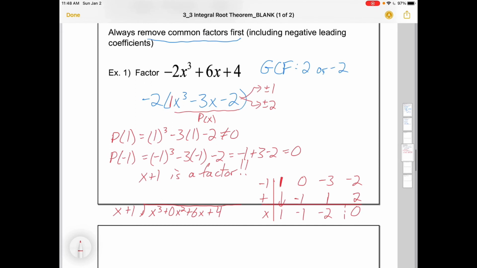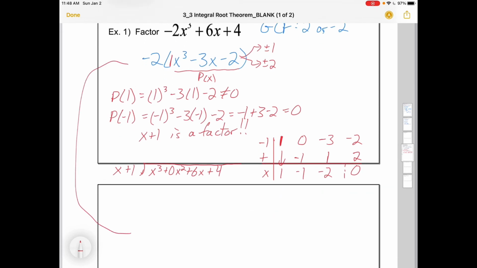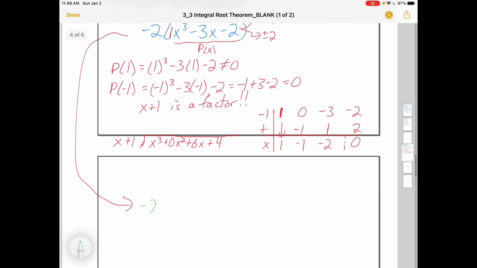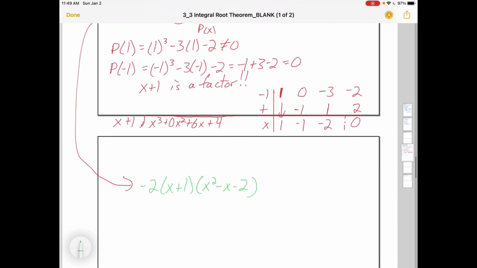And so what we learn now is that this can be factored into, I'll go for a new color, the -2 stays, we found a factor of x plus 1, and our leftovers are x squared minus x minus 2. And then we just keep factoring. So this will be x, let's see, add to -1, multiply to -2, x minus 2, x plus 1.